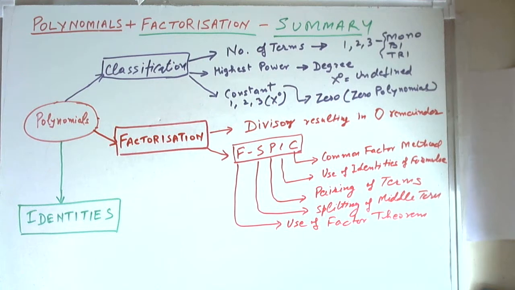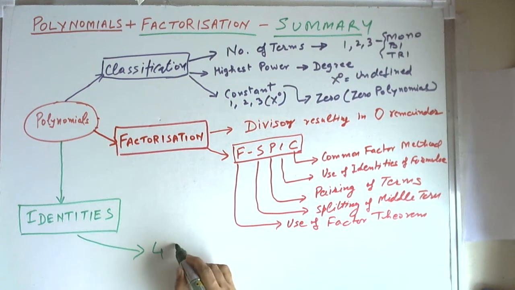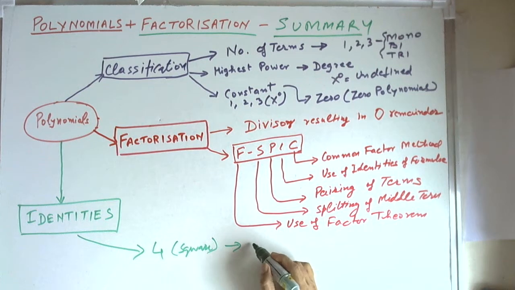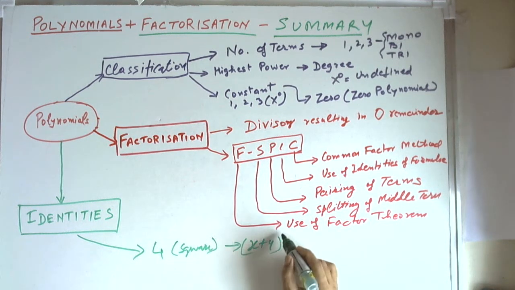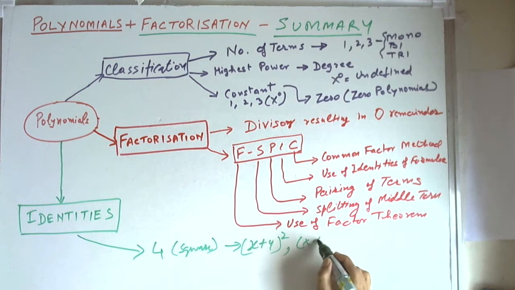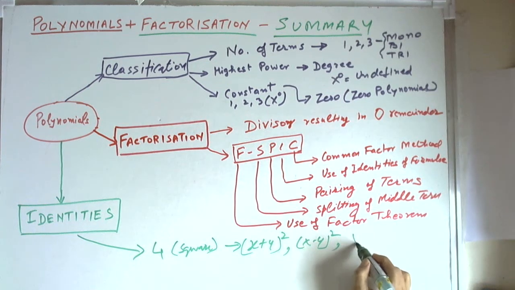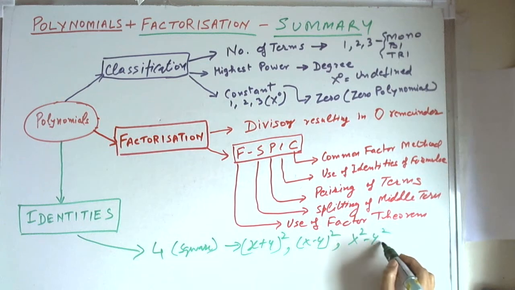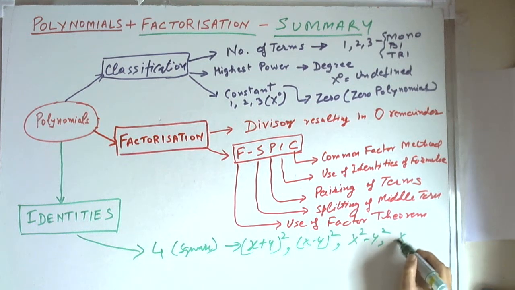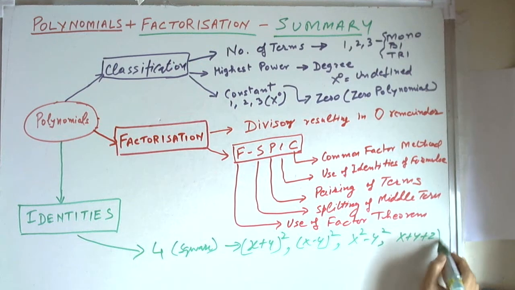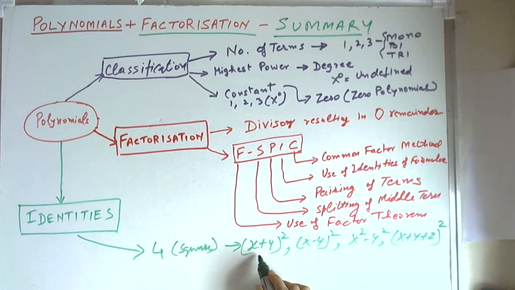Then we saw the identities, and for easy remembrance, I'll classify the identities into two parts. 4 identities with square, which are: x plus y whole square is first, x minus y whole square is second, then x square minus y square is third, and x plus y plus z whole square is fourth. So these are the 4 identities, 1, 2, 3, 4.